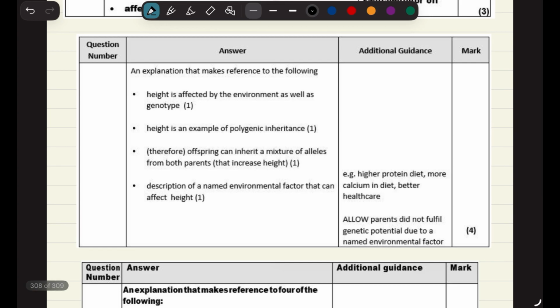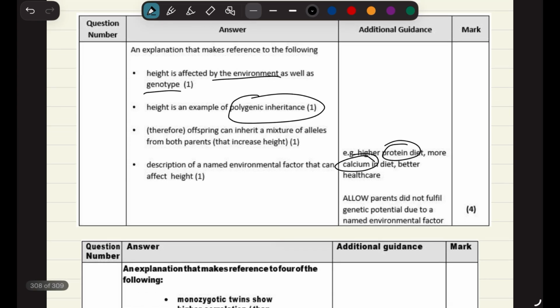Next one was talking about how an individual can be taller than their parents. And we should know it's one of the more common examples that height is polygenic inheritance, so it's affected by environment and genes. Cool. So yes, there's going to be multiple genes that influence height, but also environmental factors. Like we said, calcium, get those bones strong. Protein is nice. Healthcare probably can make you taller. So just think about stuff like that when you're answering a question like this.